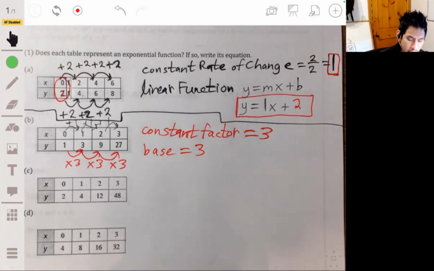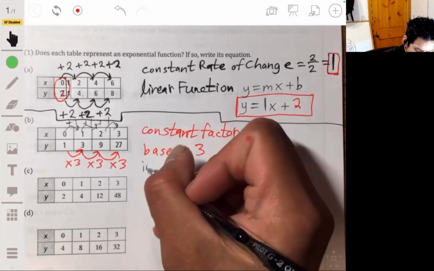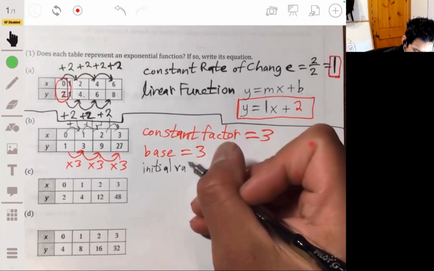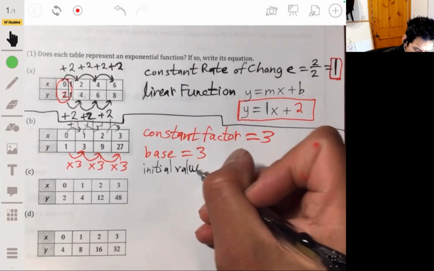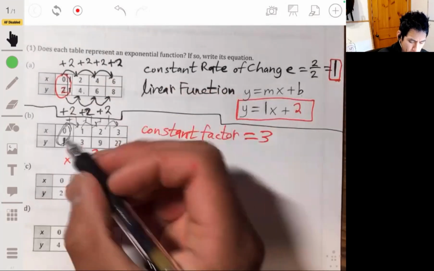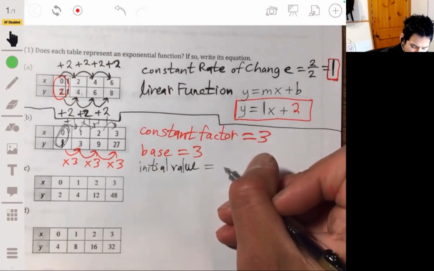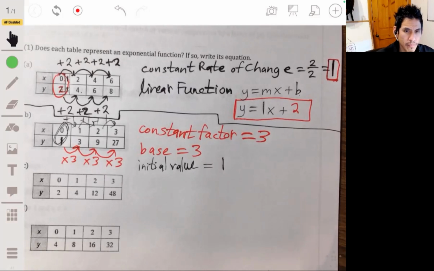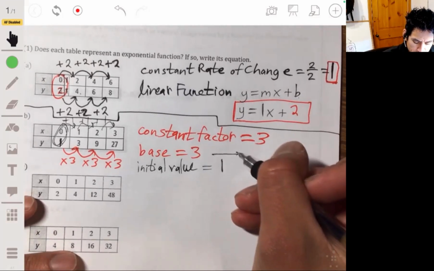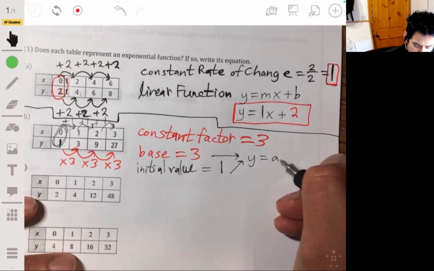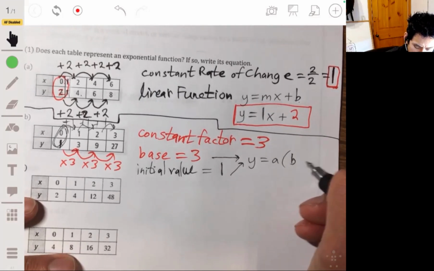And again, the initial value, or the starting value, or the value when x equals 0, is 1. So the initial value, we denote with the letter a. So putting it all together, remember the exponential: y equals a times b to the x power.